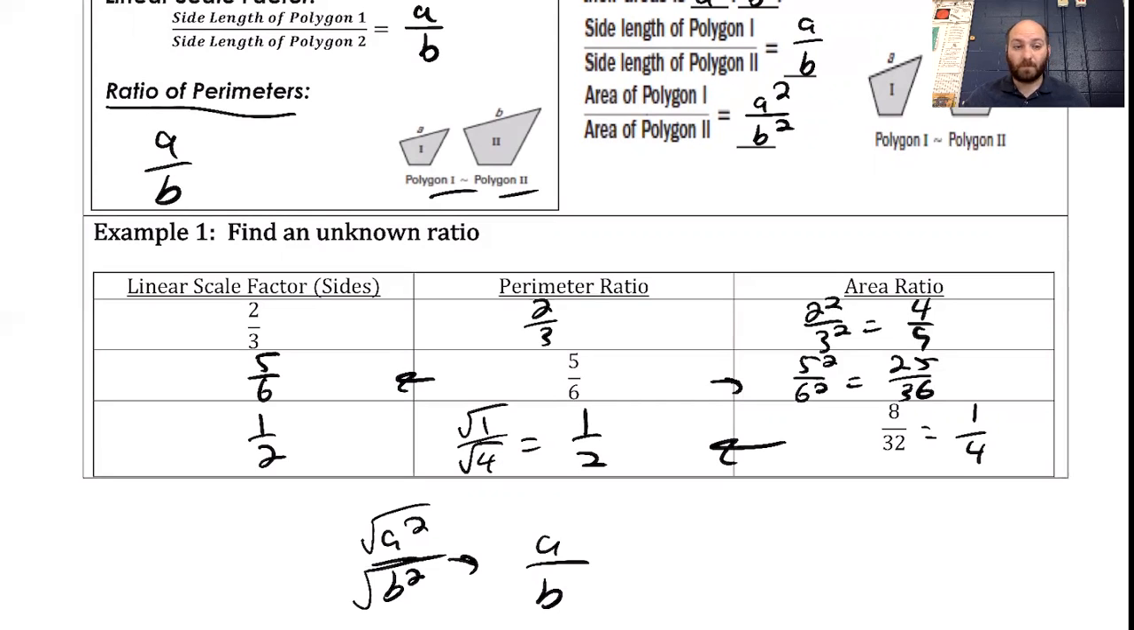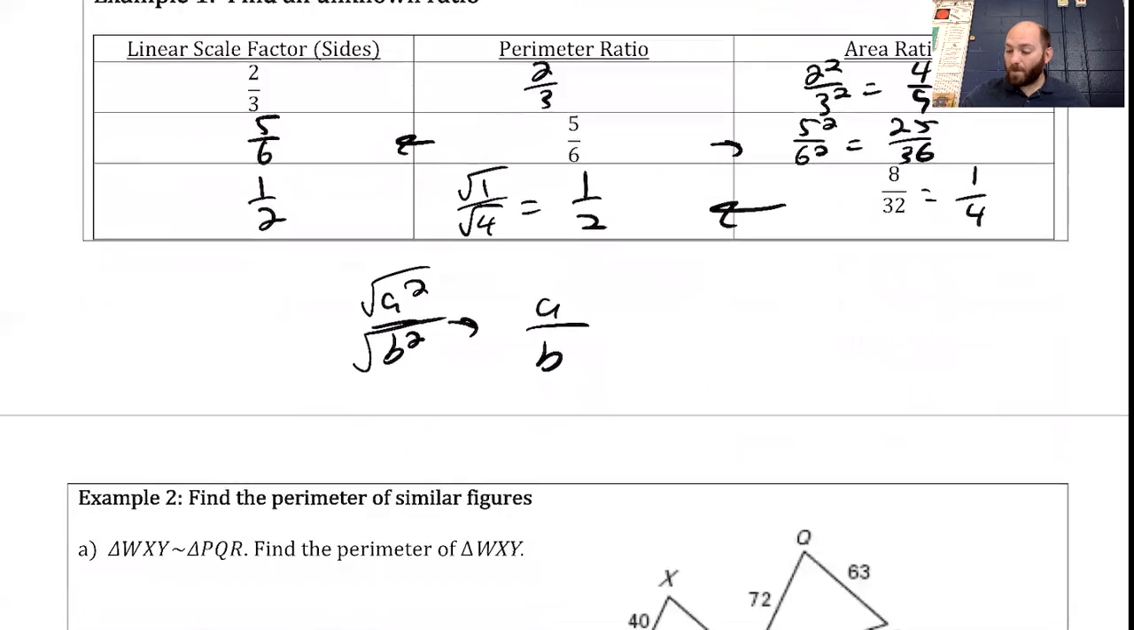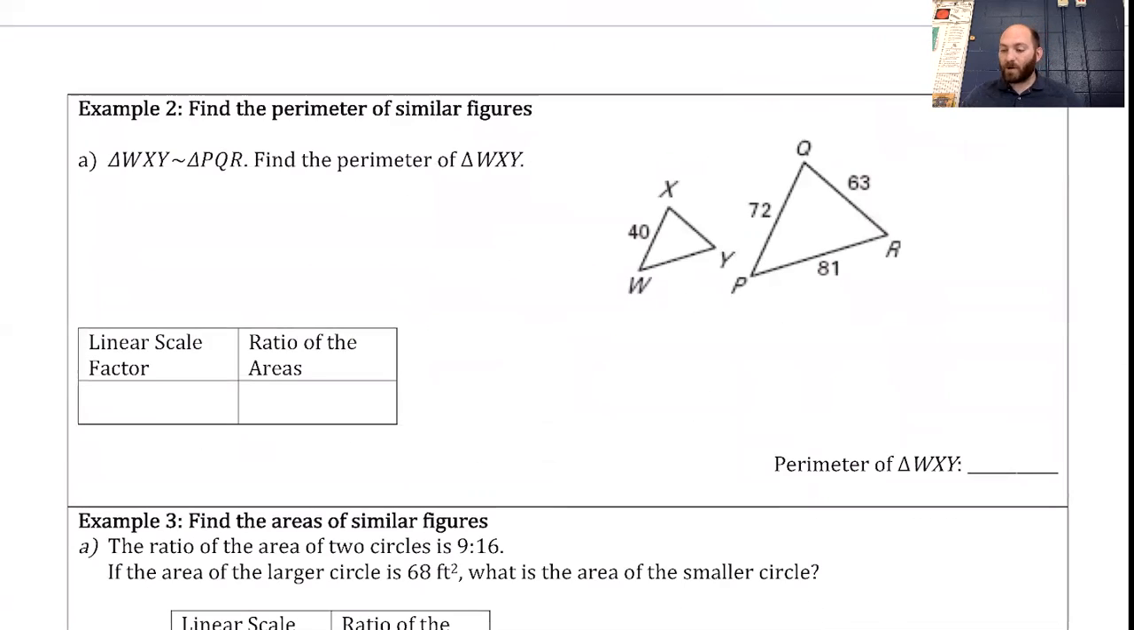That's it. So, example 2 here. Find the perimeter of similar figures. This is how we use those things.